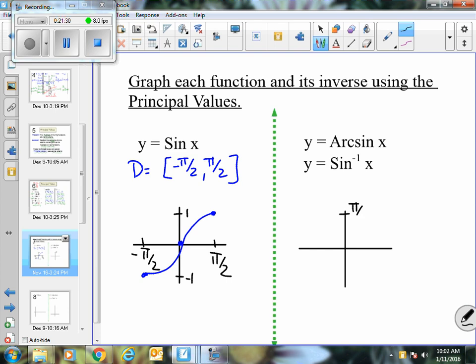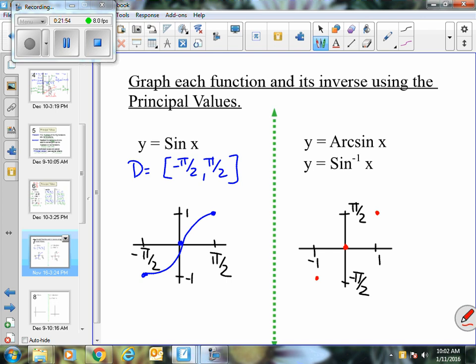So that means we're going to have our pi over 2 to negative pi over 2 on the y-axis, and negative 1 to 1 on the x-axis. Take every one of these ordered pairs and switch them. Well, 0, 0 is still going to be 0, 0. Pi over 2, 1 is going to be 1, pi over 2. And then negative pi over 2, negative 1 would be negative 1, negative pi over 2. Okay, the points are in exactly the same spot. People get kind of messed up on this.